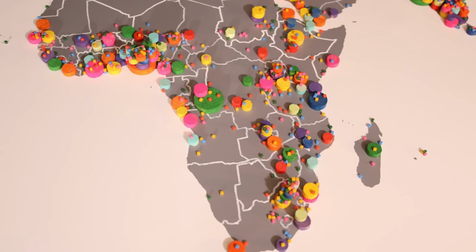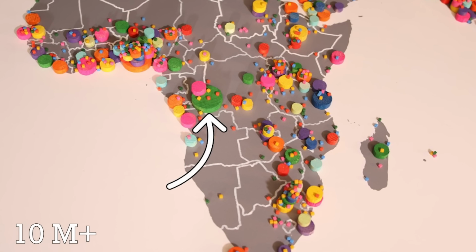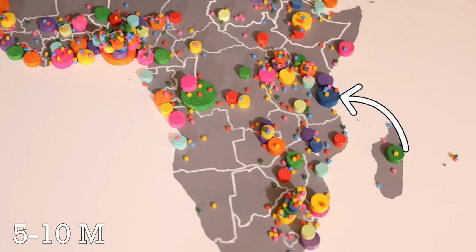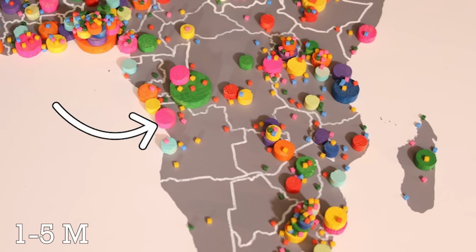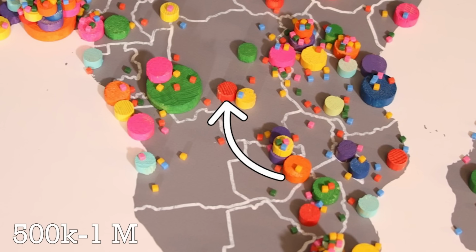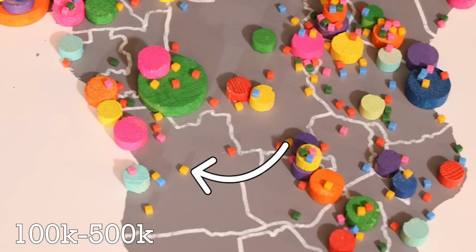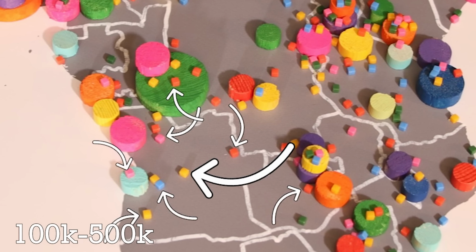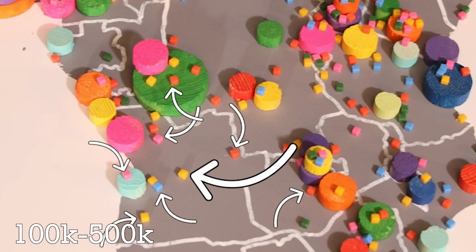Today we are using different sizes of markers. This largest one is for cities over 10 million. This next one between 5 and 10 million. This one between 1 and 5 million. This one between 500,000 and 1 million. And this teeny tiny one for all the cities between 100,000 and 500,000. And the colors are just for flavor. Starting with the Americas, let's work our way around the world.